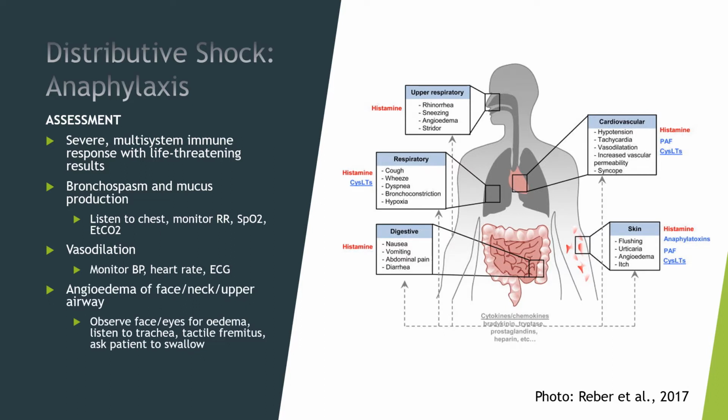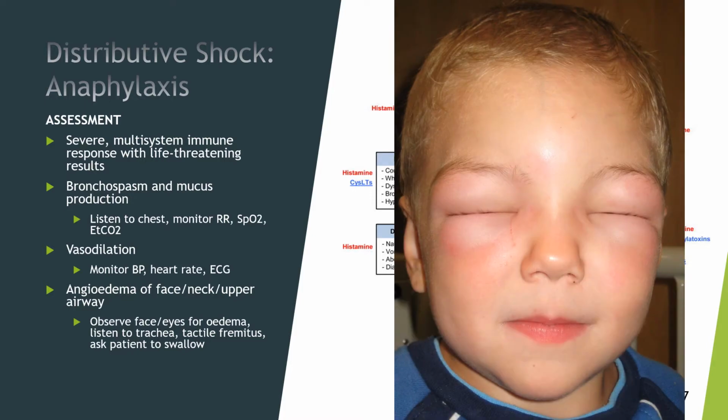The other area was angioedema of the face, neck and upper airway. Obviously this one is more based on our eyes, so we want to observe the face and the eyes for any signs of edema. There's a good picture here from Holman 2010 under a Creative Commons license, which shows a child with severe angioedema of the eyes, and they can't even open their eyes, the swelling is that severe.